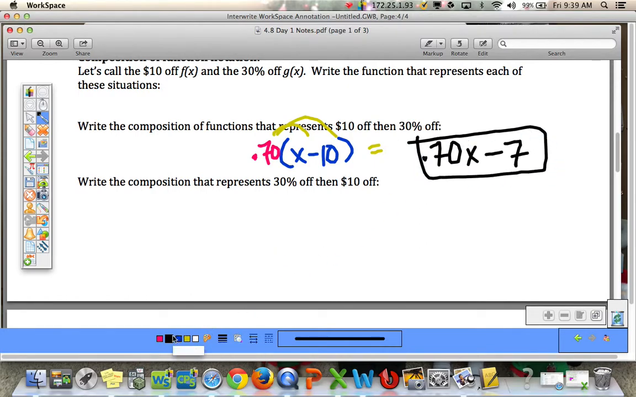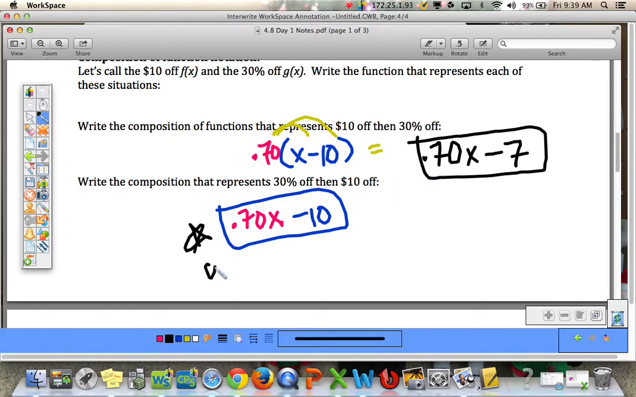The second one is 30% off first, so 0.70x, and then $10 off. Okay, so we're plugging that in for x here. And if you look at the two, which one is going to be cheaper? Well, for the customer, this one is better. Because in both of them you have 70% off, but now we're going to take $10 off of that. And in this one, you take 70% off, and then you only take $7 off of that. So this is better for Kohl's.